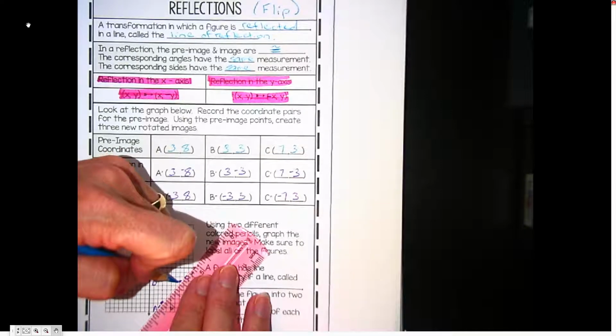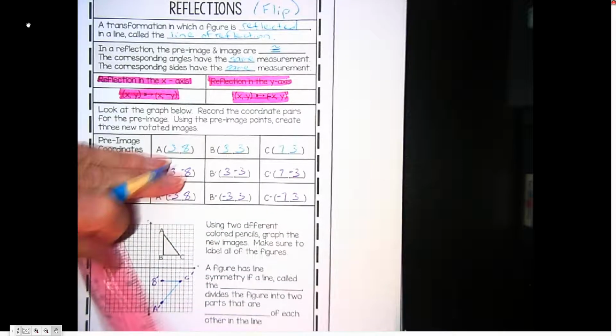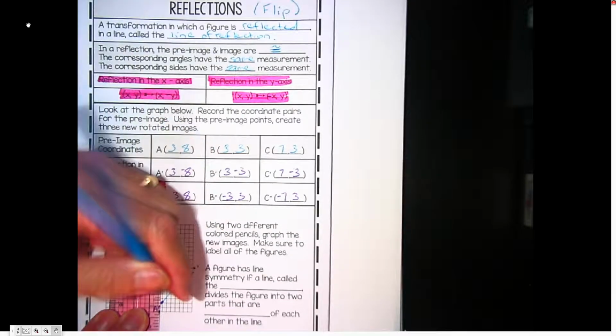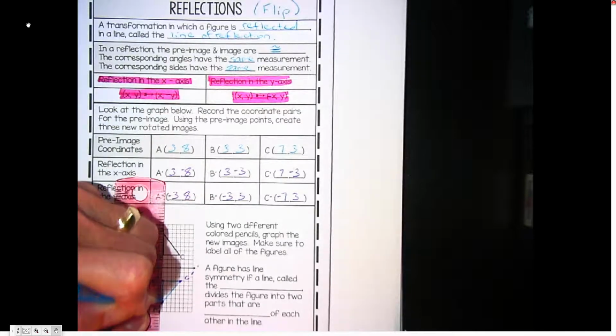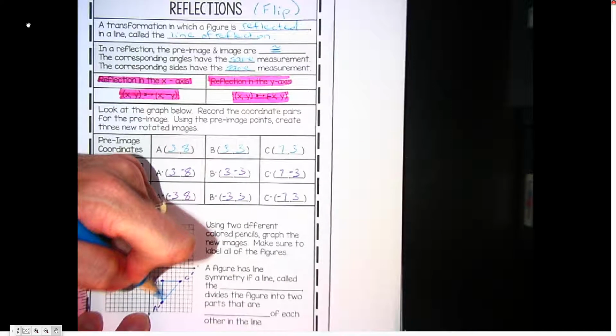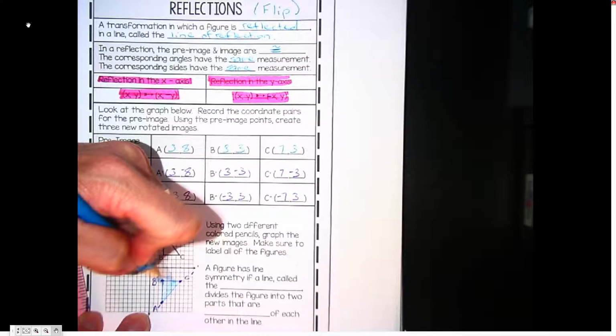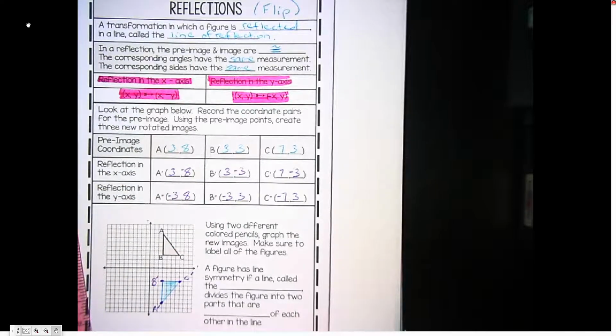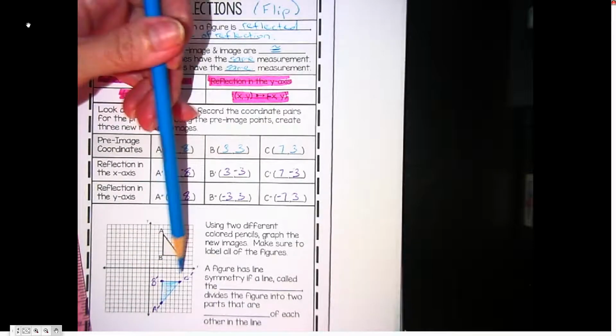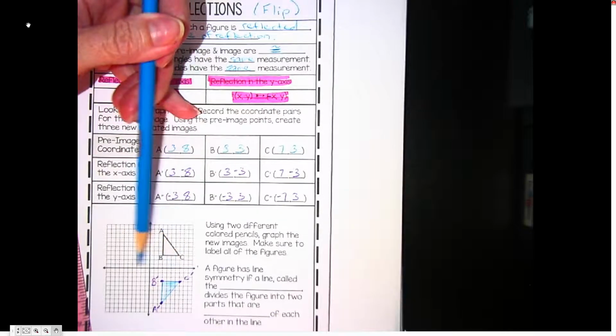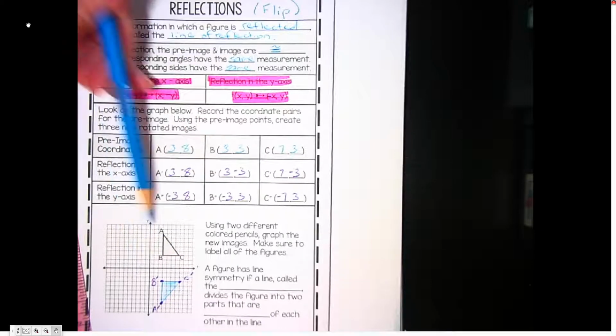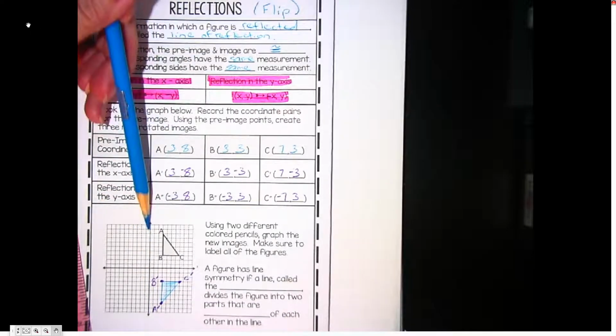Connect our points. And there's our triangle. I'm going to color it in. And you can see that, in fact, I literally just flipped it over that x-axis, this line right here. We would call that our line of reflection. Now let's change the line of reflection and let's make the y-axis the line of reflection.